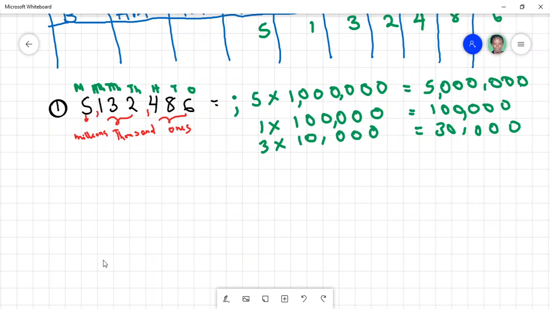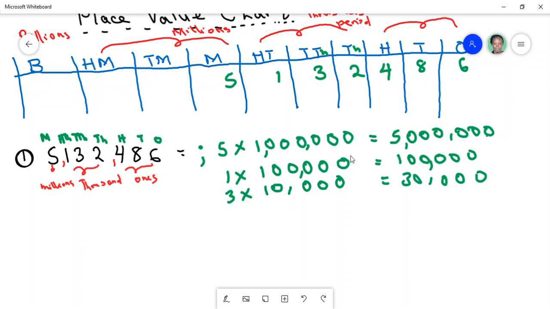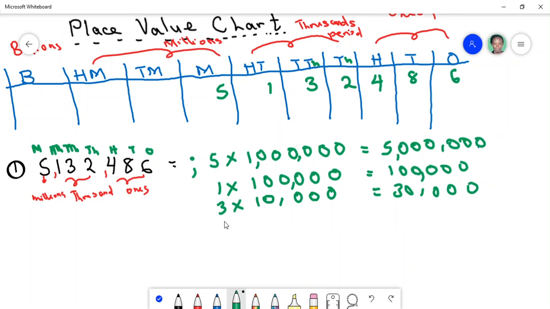So let's take our next digit. What is the next digit? The next digit is 2. If I pick 2, 2 is in the thousands. So 2 times what? 1,000. 1, 2, 3. So 1,000. And that gives me what?